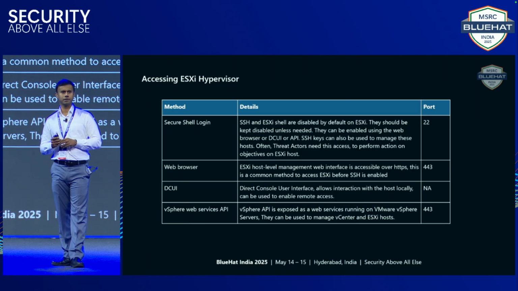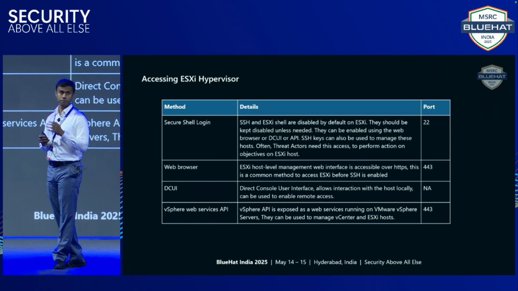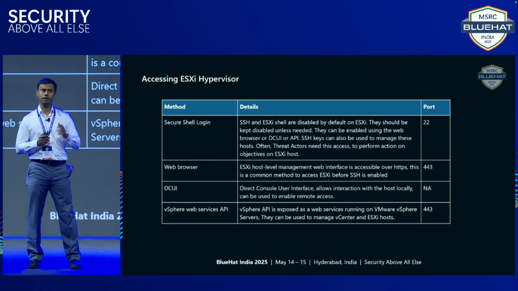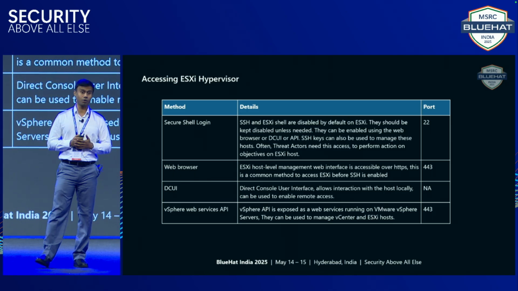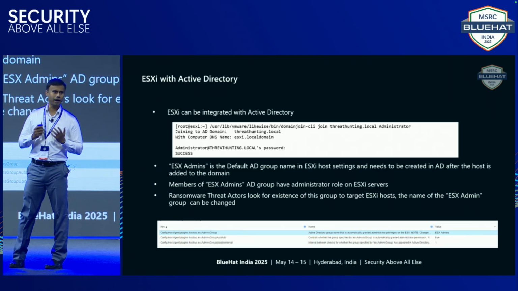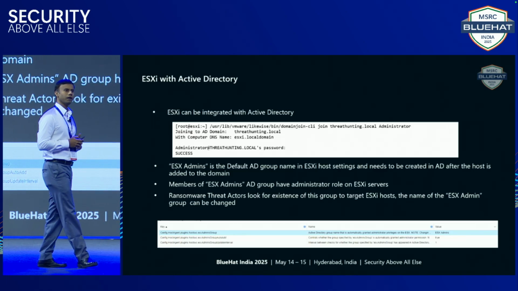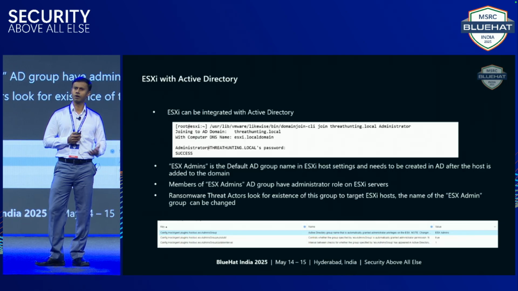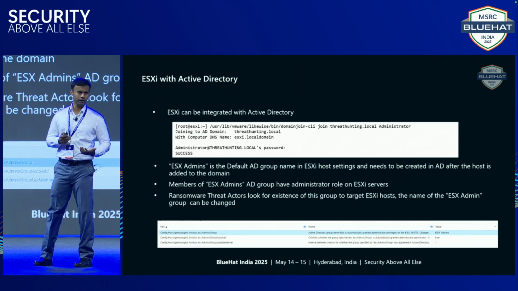ESXi hypervisors can be accessed through SSH, web interface, console, as well as through web API calls. Typically, we have seen threat actors accessing ESXi through SSH as well as through web API calls. A lot of organizations integrate ESXi with Active Directory. We don't recommend that, mainly because if Active Directory is compromised, threat actors can easily laterally move into ESXi hypervisors. But still, there are organizations that do that.